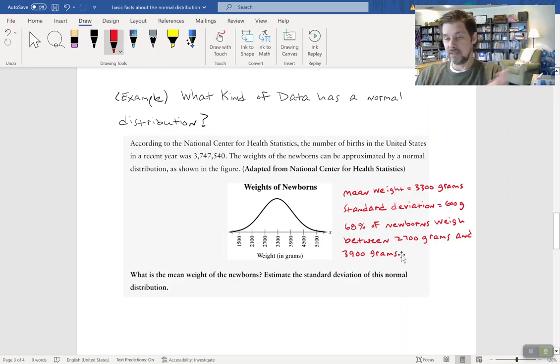So I can make an inference about the spread of the data. The standard deviation is 600. That's how far up and down from the mean you go to get here and here, and those numbers are 2,700 to 3,900.